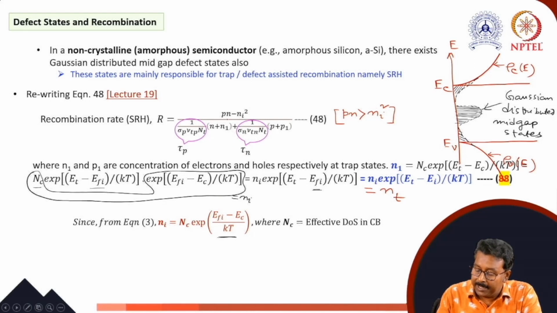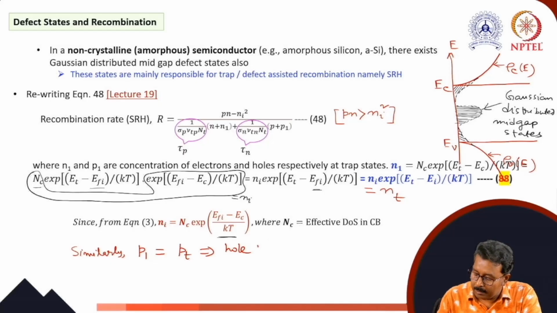Similarly, P1 is equal to Pt. It can be written similarly that P1 is equal to Pt, the hole concentration at the trap state. Trap state energy is Et.